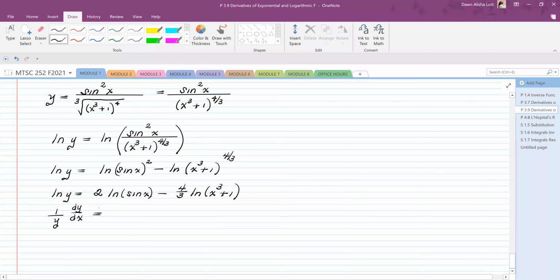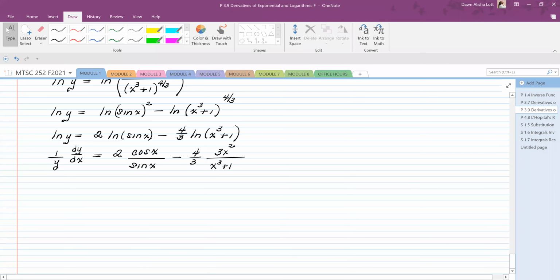Take the derivative of the right-hand side. I get 2. I'm going to get sine x in the denominator and cosine x in the numerator. I'm going to get 4/3, with x cubed plus 1 in the denominator and 3x squared in the numerator. And guess what? I'm done. The only thing I have left to do is to multiply by y. So I get dy dx is going to be y times all of this.